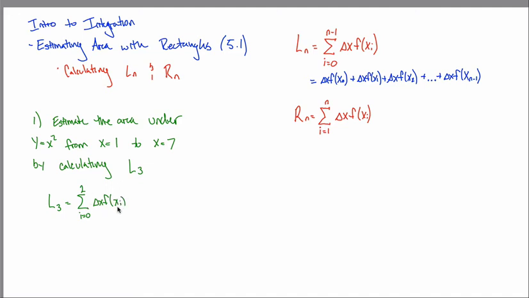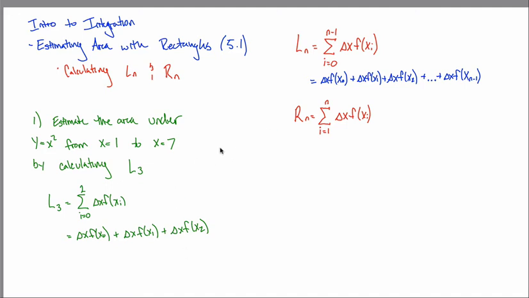This is just saying add up a whole bunch of different copies of this thing. So the first copy I would have delta x, f of x0. The second copy I would have delta x, f of x1. And the third and last copy would be delta x, f of x2. Note that I end up adding together 3 things when I let i go from 0 to 2. That kind of makes sense. If I'm figuring out L3, I'm estimating the area underneath the curve with 3 rectangles. This is going to represent the first rectangle, this is going to represent the second rectangle, and this is going to represent the third rectangle.